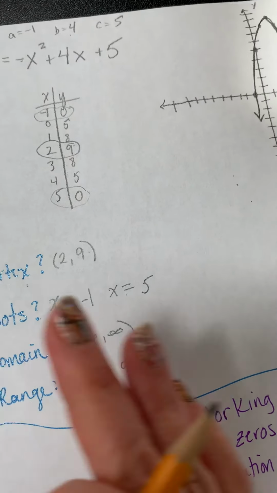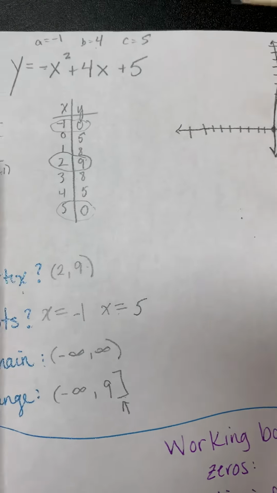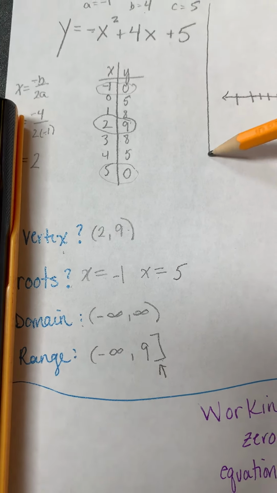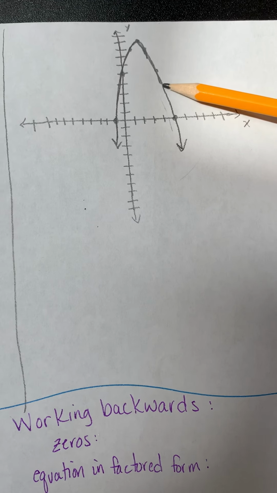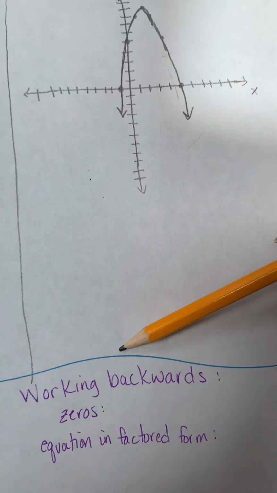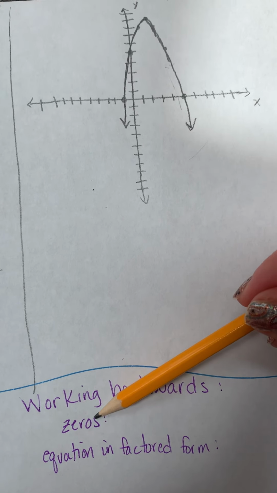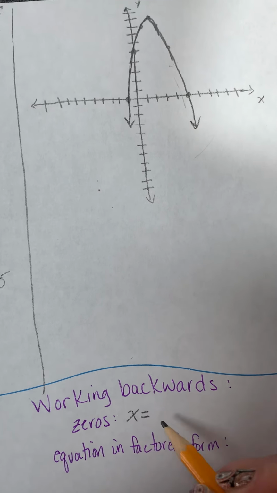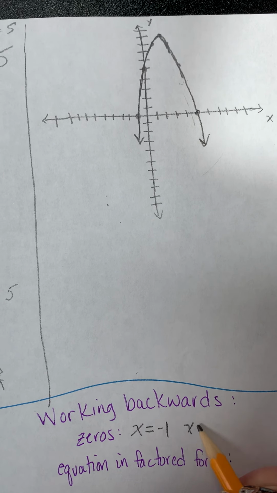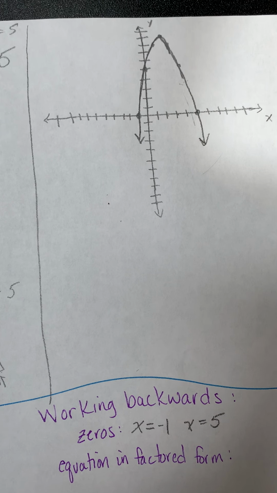Okay, now I didn't make up a new problem. I'm just going to pretend like I don't know the equation, and I'm going to work backwards using my graph. So here's my graph. I'm working backwards. What are the zeros? Again, the zeros are the same thing as the roots. They're x equals -1, x equals 5.